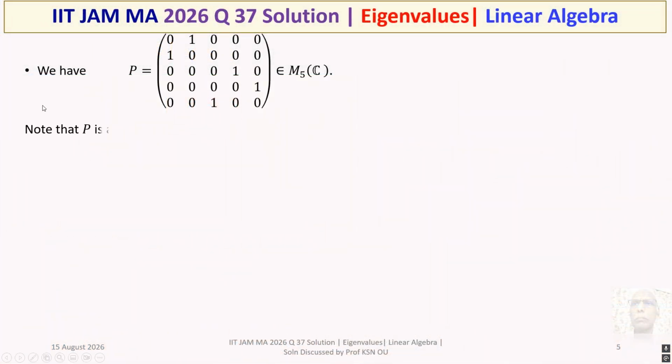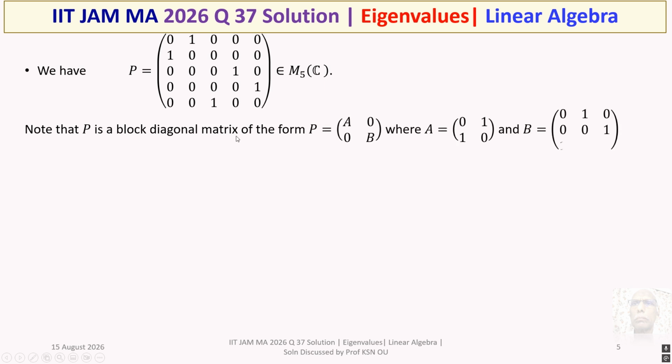Right, we continue. We have the matrix P here, and note that P is a block diagonal matrix of the form P equal to A 0 0 B, where A is the 2 by 2 matrix 0 1 1 0 and B is the 3 by 3 matrix 0 1 0, 0 0 1, 1 0 0. Why are we doing all that? We want to calculate the characteristic polynomial and thereby identify its eigenvalues. Now we compute the characteristic polynomial and eigenvalues.